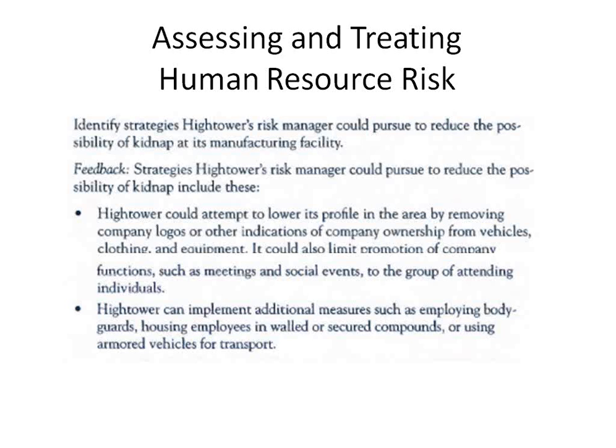And so the strategy would be to attempt to lower its profile in the area by removing company logos and other indications of company ownership. Hightower can implement additional measures such as employee bodyguards, housing employees in walled or secure compounds, or using armored vehicles for transport. So it gives you, if nothing else, an example of the steps in doing the case study, of how you would approach the situation. And it's really going to be similar no matter whether it's human resource risk or general liability risk or other risks, of how you would want to move forward.